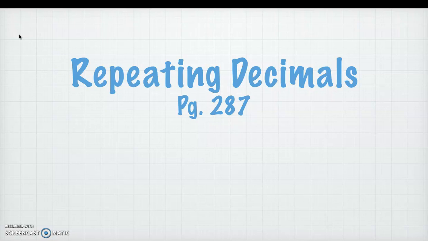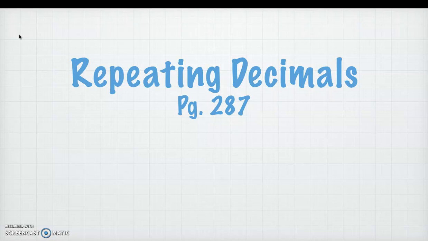Now, we did learn how to change from a fraction to a decimal, and all we had to do was divide the numerator by the denominator. Today we're going to do the same exact thing. We are going to divide the numerator by the denominator, but this time, even though we keep annexing zeros, our division is never going to end. What am I going to do if my division never ends? That's what we call repeating decimals.